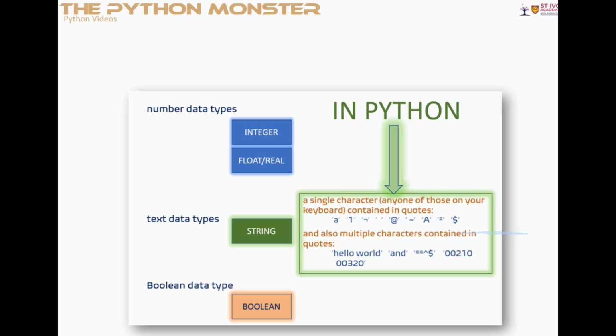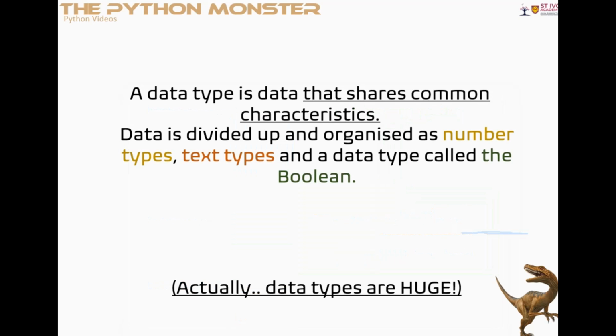Okay guys, so that's it for this video. Let's just go back to the definition. Okay, a data type is data that shares common characteristics. So we talked about the big difference between text and number data types is the fact that with text data types you cannot do maths. Okay, with number data types you use those for doing maths, but you would never use the number data type for formulating paragraphs or sentences or texting on social media or on your smartphone, for example.